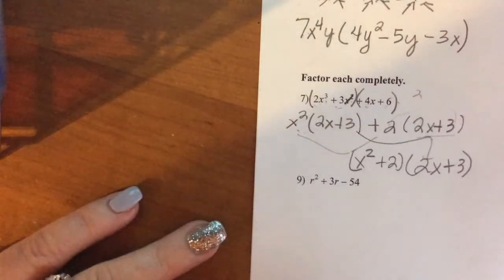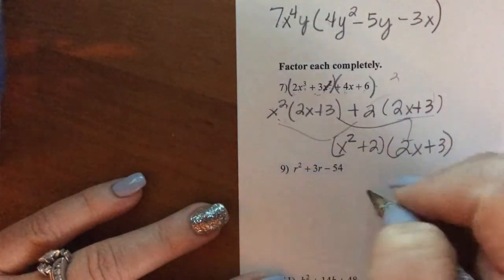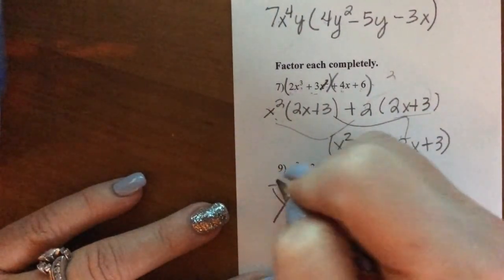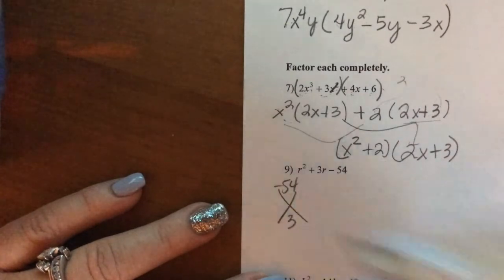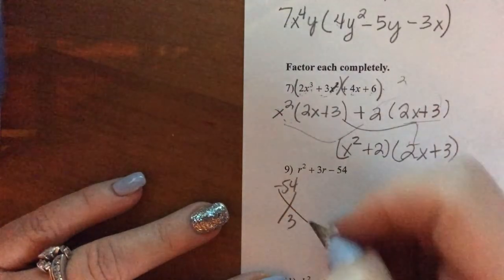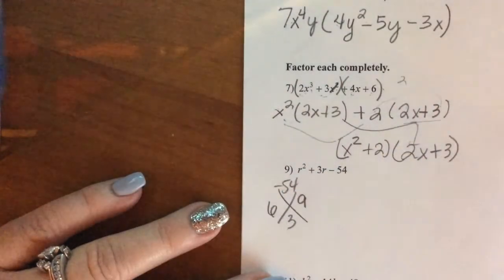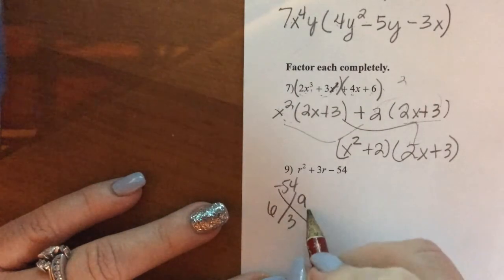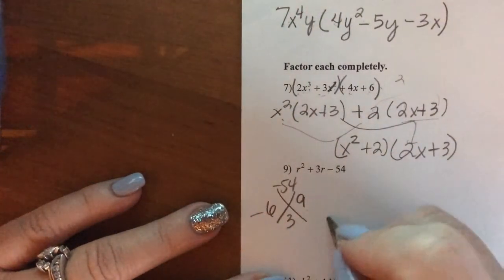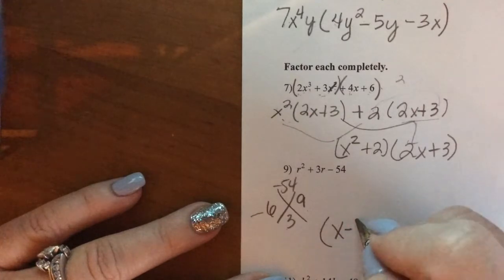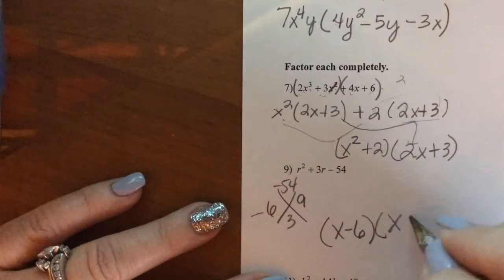All right, let's look at this one. It's a little tricky too. We're going to make our diamond, negative 54 and 3. Oh, it's going to be 6 and 9 again. And since this is positive, I'm going to make this the positive, this the negative. So instead this time it's x minus 6 and x plus 9.